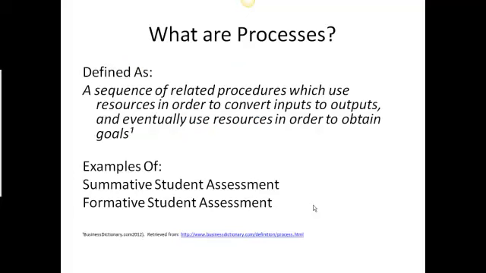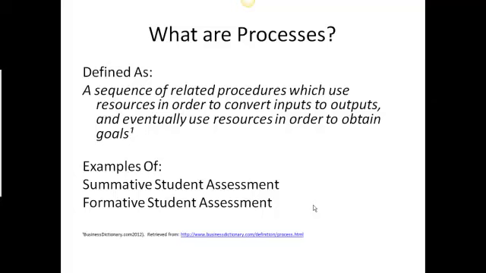First of all, let's begin with the definition. What are processes? The Business Dictionary defines processes as a series of related procedures or protocols. So there's a sequence or a series of steps or protocols that happen, and when those happen, they use resources. And we use resources in order to take something that's considered an input, do something with it, and convert it to an output. And that whole series of steps is what's called a process.